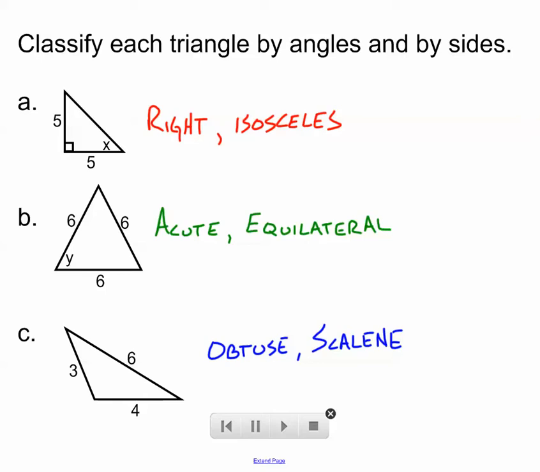Scalene. Now, can we have an obtuse triangle that is isosceles? Yes, we can. Can we have a right triangle that's scalene? Yes, we can. Okay, but we can't have an equilateral triangle that is a right triangle, and we can't have an equilateral triangle that's obtuse. I will tell you that. But we can have right triangles that are scalene, and we can have obtuse triangles that are isosceles.